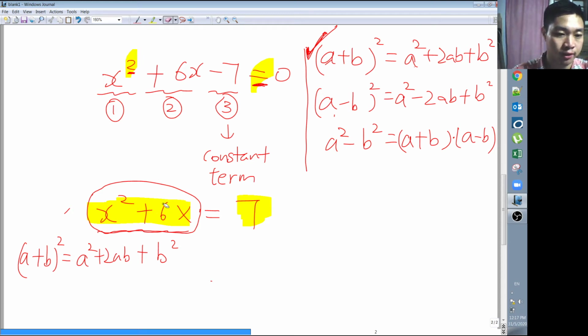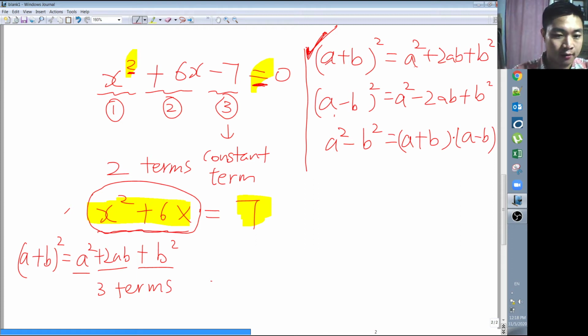So how are you going to proceed then? I want you to realize one thing. You have two terms here right now. In order to complete square, you need to have three terms.